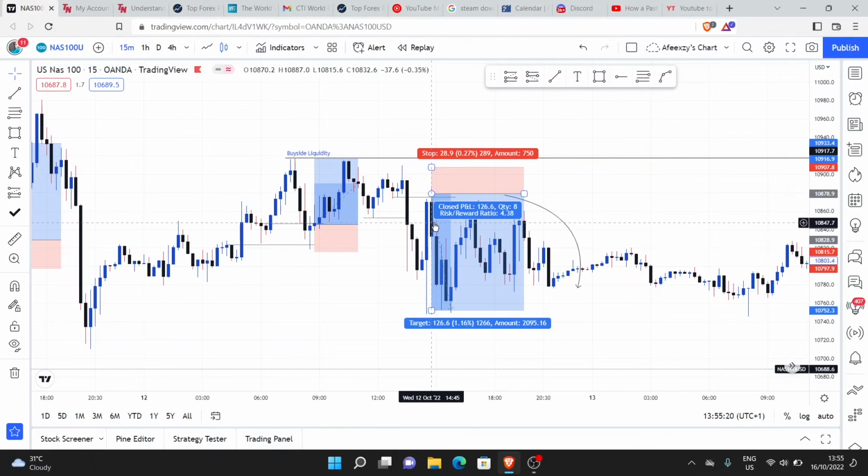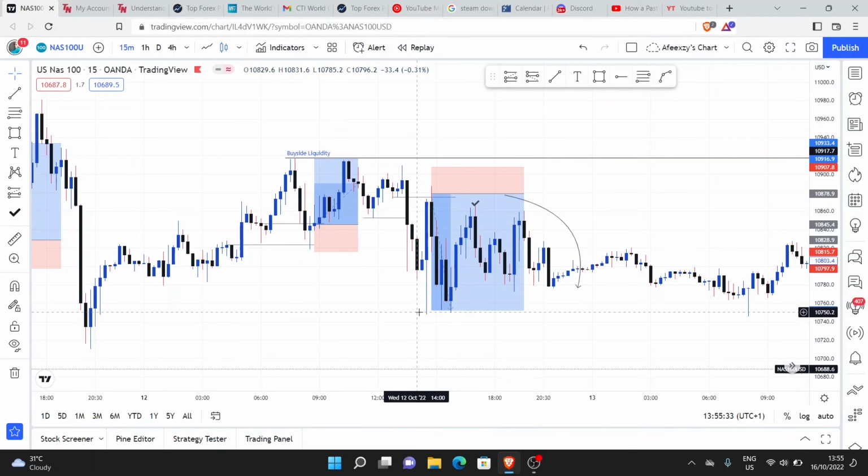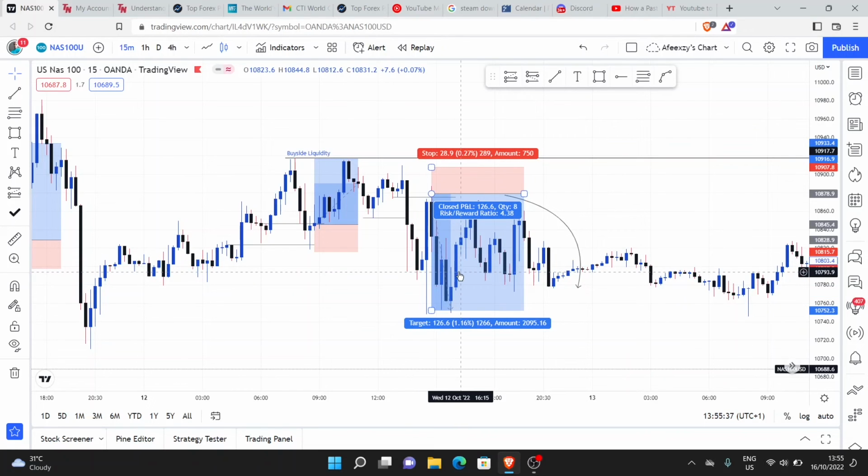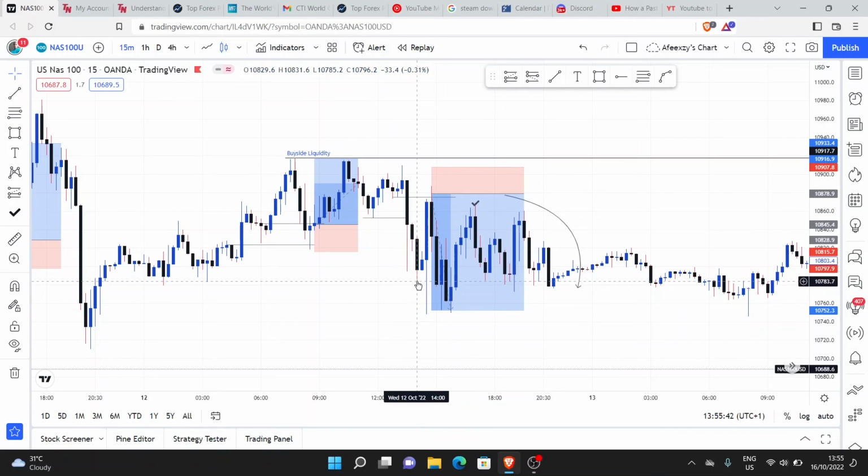Within 15 minutes, market has already put us into huge profits, and immediately I put my stop loss to break even. That is, I move my stop loss to entry, and now I set my take profits around here, but I took partials along the way. As you know, I took some partials around here.